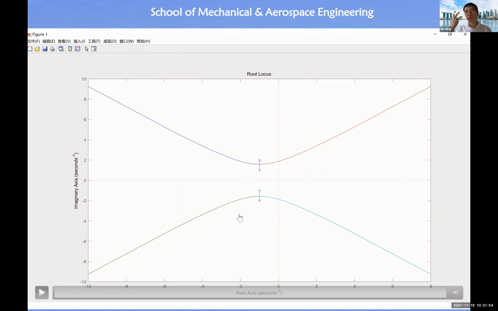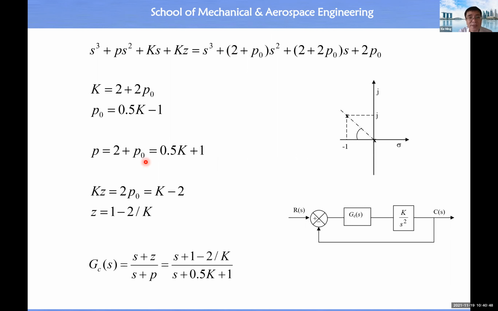All right, from this equality, K equals 2 plus 2 P0, so you know what P0 should be. P0 should be equal to (K minus 2) divided by 2. Then you get this one. Once you know P0, we can start to determine what P should be. P equals 2 plus P0. Then substitute P0 with this, and you get this result for P.